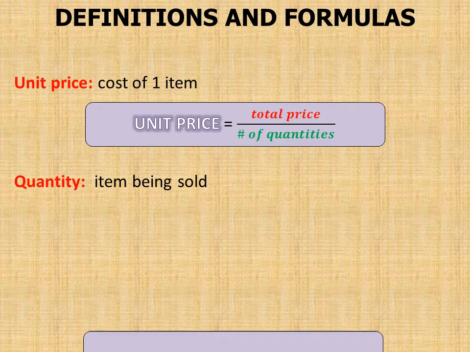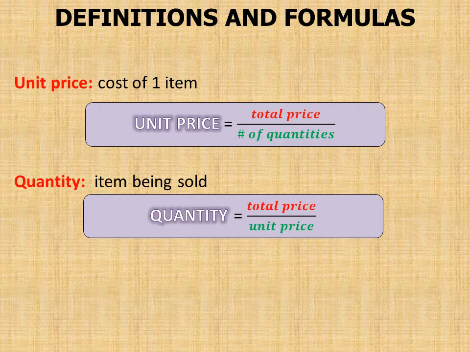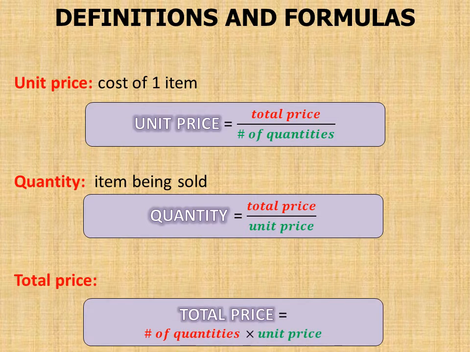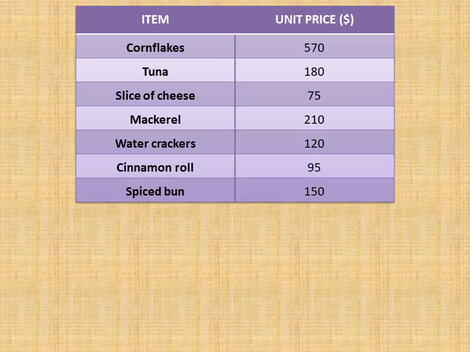Quantity is the item being sold. And to find the quantity, we take our total price and we divide it by the unit price. And finally, total price is the number of quantities multiplied by the unit price.